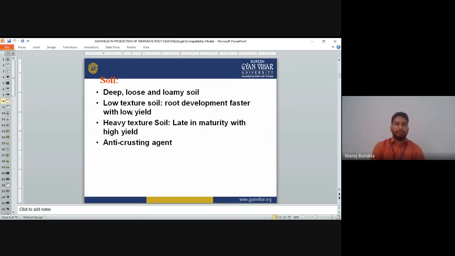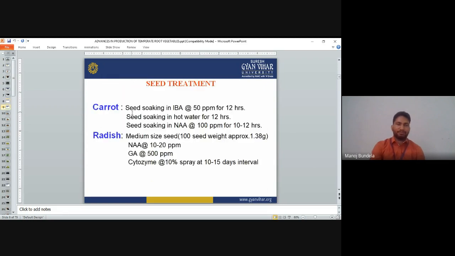Soil: deep, loose, and loamy soils are more suitable. Light texture soil means root development is faster but with low yield. Heavy texture soil means maturity will be late, but it will give a higher yield. It works as an anti-crusting agent.